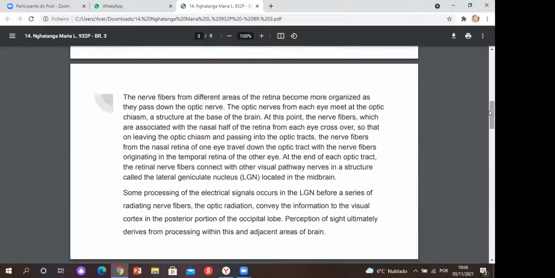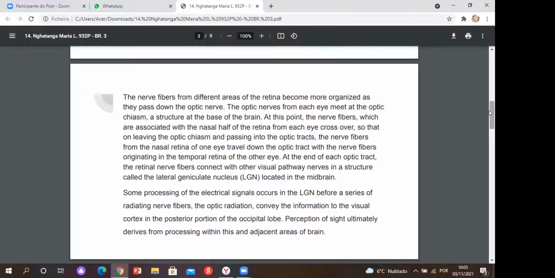So the nerve fibers from different areas of the retina become more organized as they pass down the optic nerve. The optic nerves from each eye meet at the optic chiasm, a structure at the base of the brain. At this point, the nerve fibers associated with the nasal half of the retina from each eye cross over, so that on leaving the optic chiasm and passing into the optic tracts, the nerve fibers from the nasal retina of one eye travel down the optic tract with the nerve fibers originating in the temporal retina of the other eye.